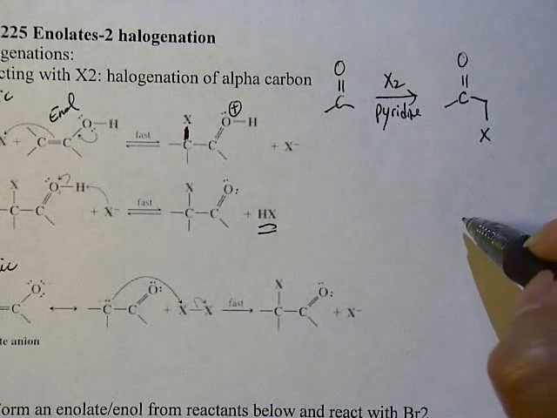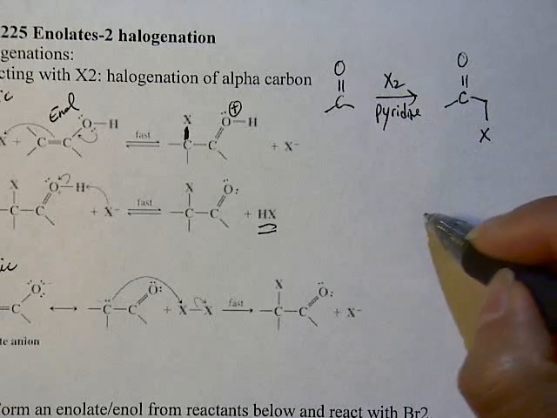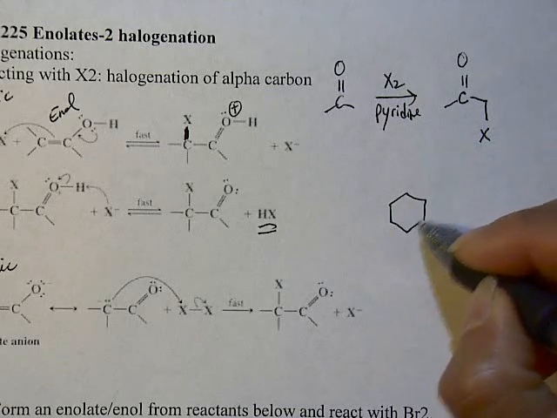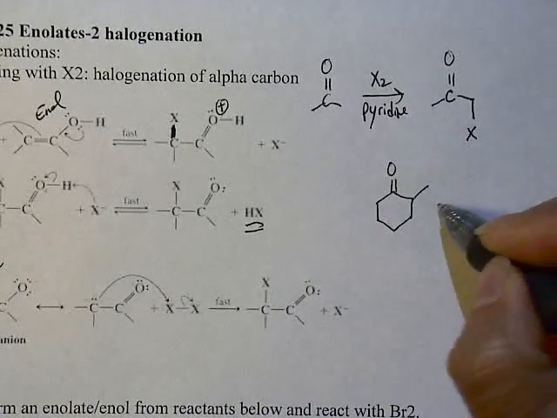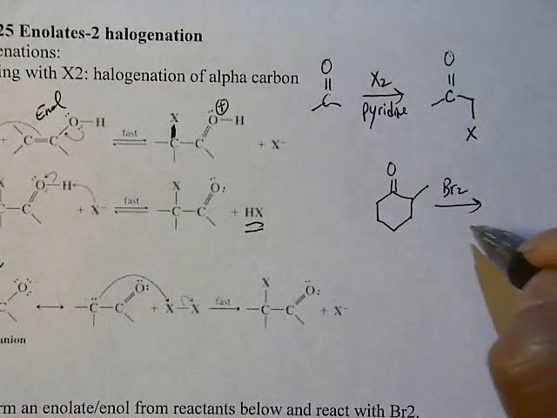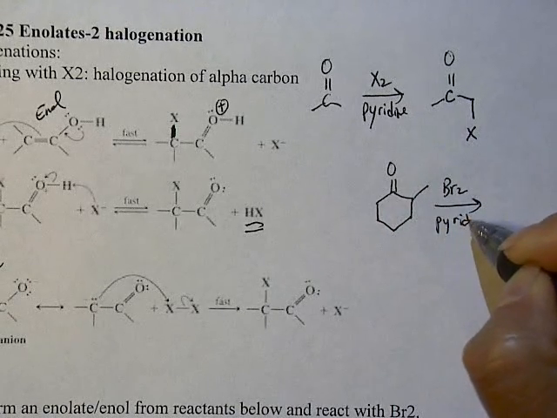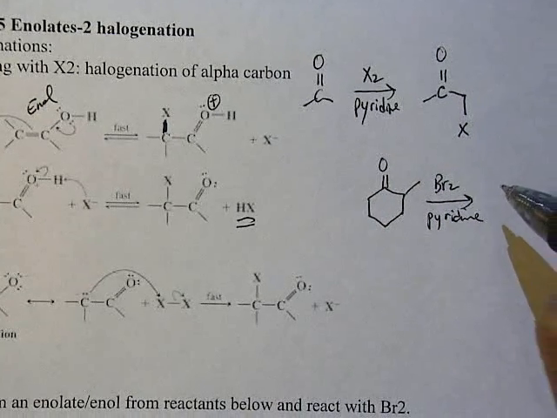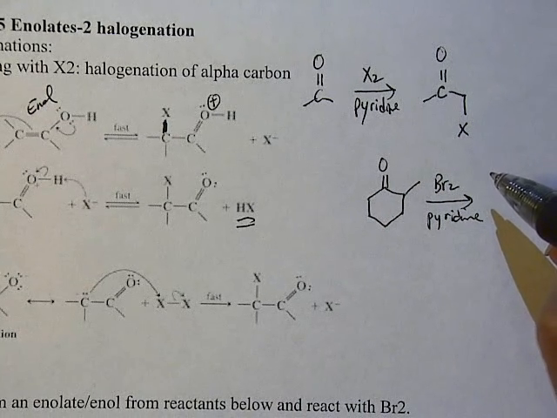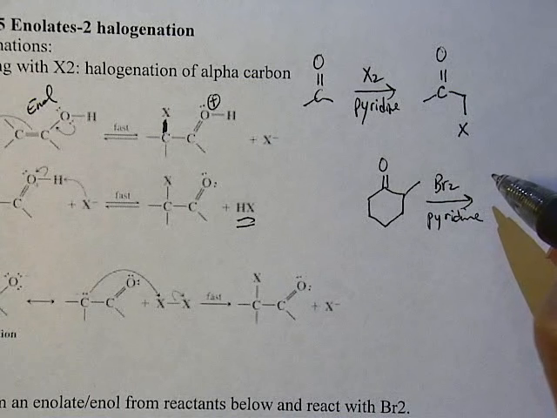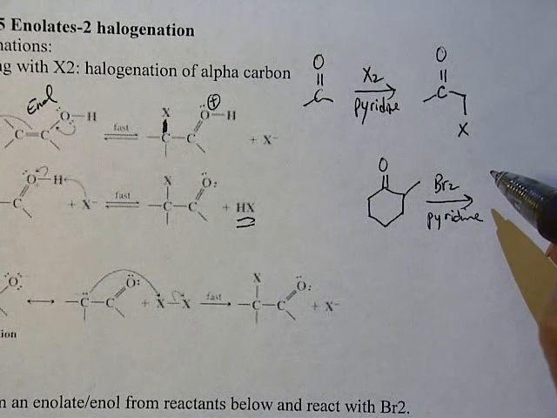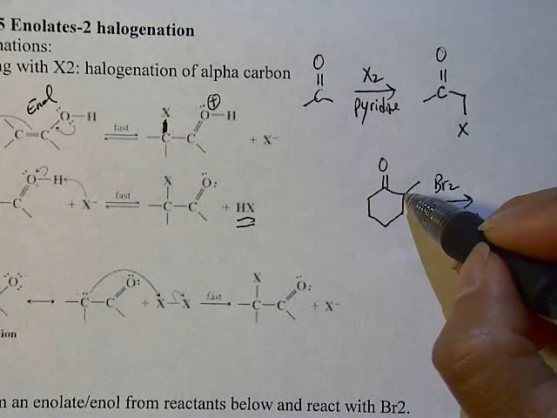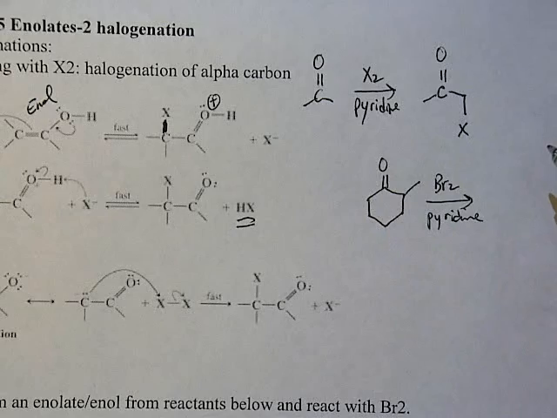All right. So if you were to do problems like this, where it's an unsymmetrical ketone and you are reacting, for example, with Br2 and pyridine, then what would happen is you would have an alpha halogenation reaction in which you would have brominated either here or here. You have a choice now.